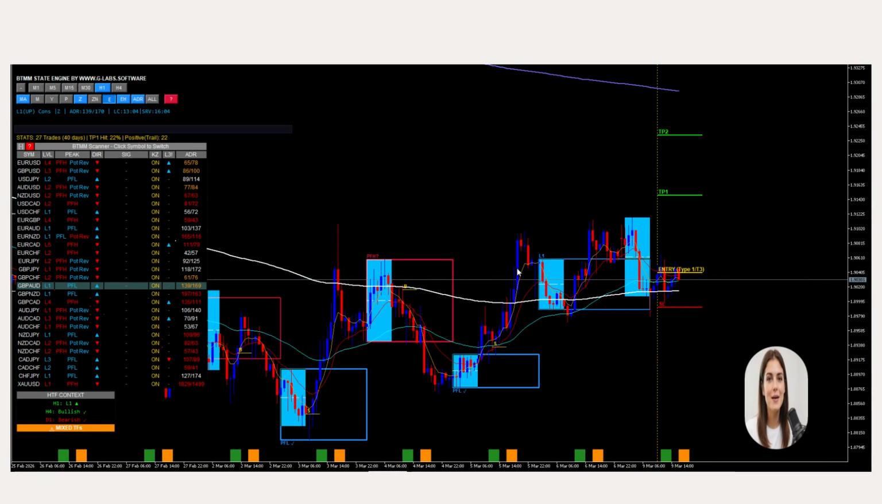This is the BTMM State Engine on a live chart. At the top, you have the header and the time frame buttons. We're looking at British Pound Aussie on the 1-hour chart. The status bar shows level 1, up, meaning we're in consolidation with an upward bias. Level 1 is consolidation, level 2 is trend, level 3 is the peak zone. You also see the average daily range and session times.